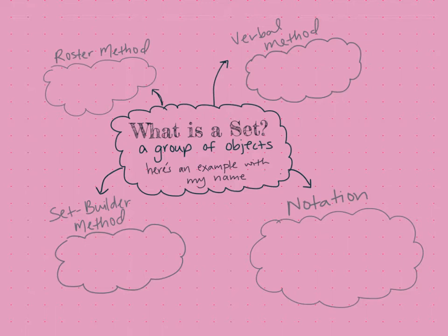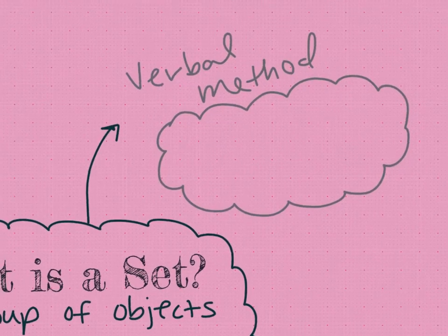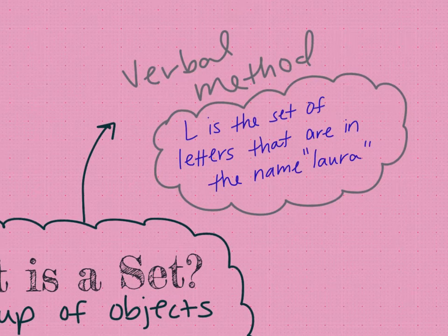So the first way I'm going to describe my name, set L, we'll call it, is using the verbal method. So I'll write down what we would say using the verbal method. So here's what we would say. L is the set of letters that are in the name or word Laura.